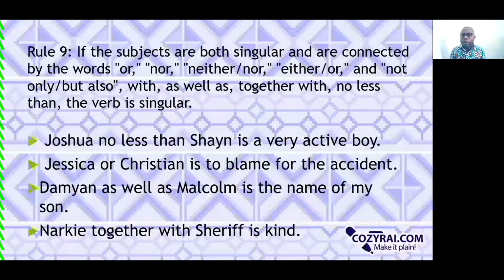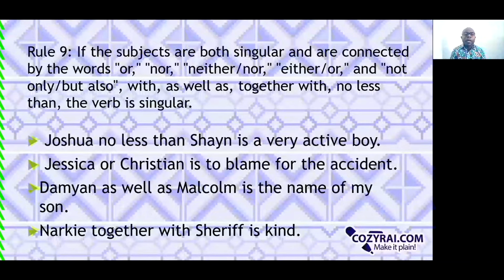These are quite a number of words. The words or, nor, neither...nor, either...or, not only...but also, with, as well as, together with, no less than, the verb is singular. When you connect two subjects which are both singular with any of these words or expressions, the verb is singular.